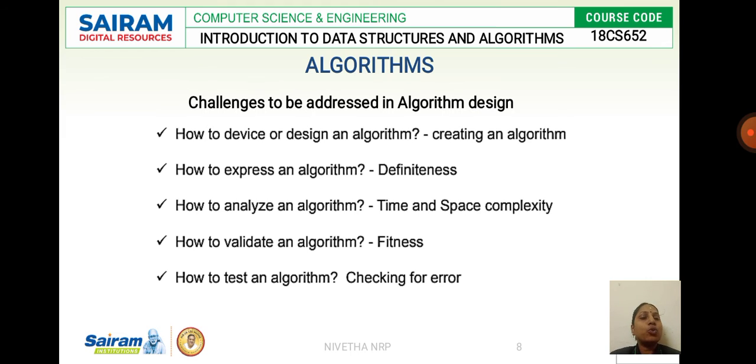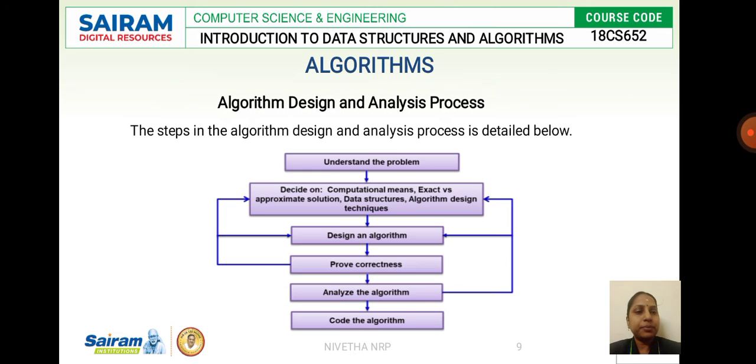Then the next is how to validate an algorithm, that is fitness. Okay, when we choose a particular algorithm, how do we evaluate the correctness of an algorithm? How do we evaluate the effectiveness of the algorithm? That is also a major concern we have. And last is how to test an algorithm. Usually when we develop an application, or when we develop a program, we check with dummy data to find out the error. These are all the factors concerned when you design an algorithm.